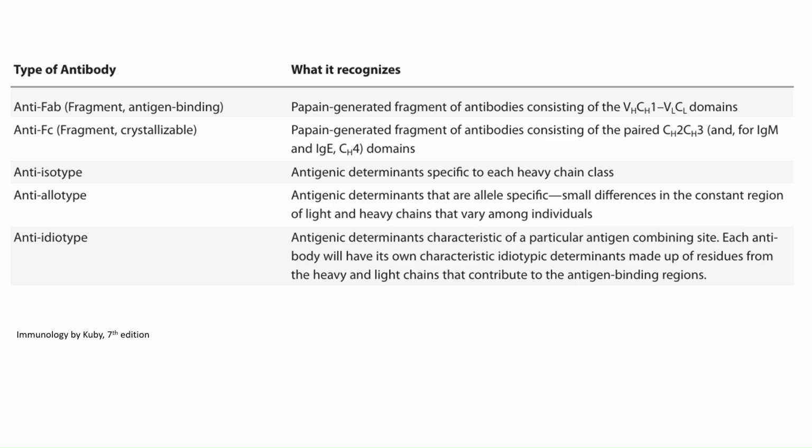Now this is the table which shows the types of antibody and what each recognizes. First is anti-Fab. As the name suggests, anti-Fab, that means with which it will bind? Fab. What is Fab? The variable part. So it will bind with the variable segment, the Fab segment. Anti-Fc will bind with the Fc. Now the next three are important: anti-isotype, anti-allotype and anti-idiotype.